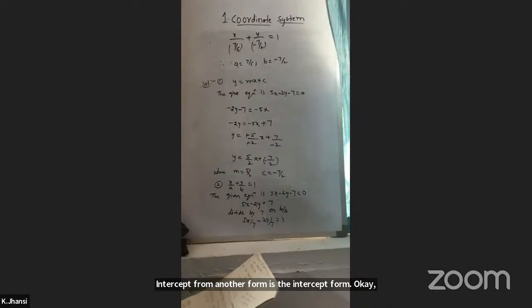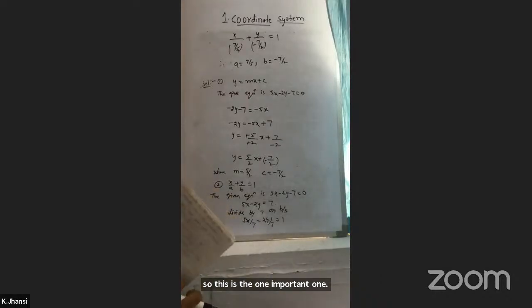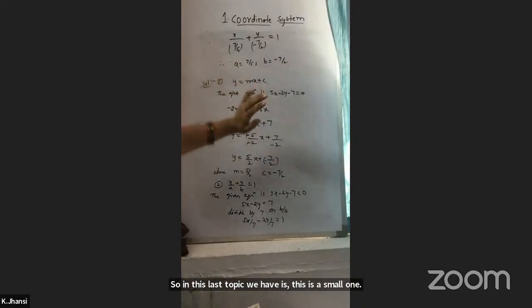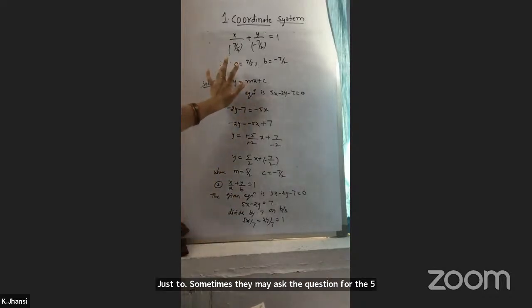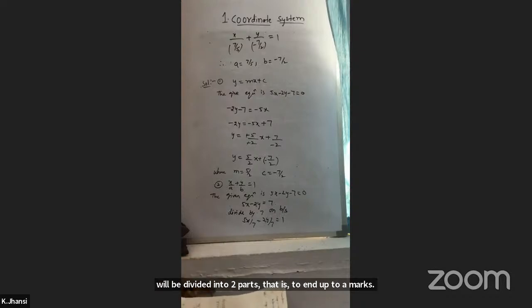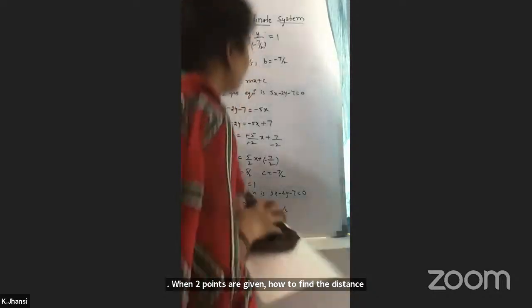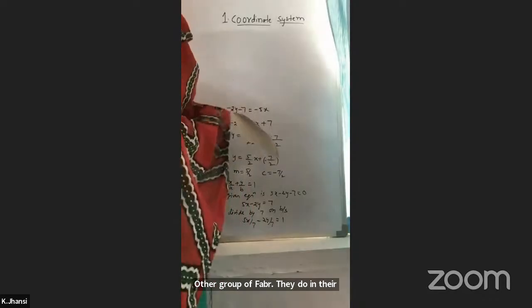In this last topic, which is a small one, sometimes they may ask a 5 marks question, which will be divided into 2 parts, like 2.5 marks each. That is finding the distance between 2 points. When 2 points are given, how to find the distance between them? The formula is the square root of x2 minus x1 squared plus y2 minus y1 squared. If you substitute the values in that formula, it's enough, you will get the answer. So, distance between the 2 points.